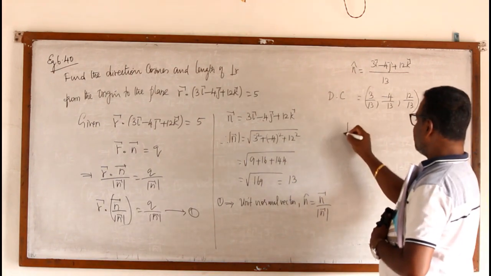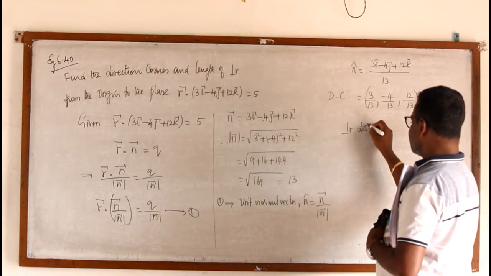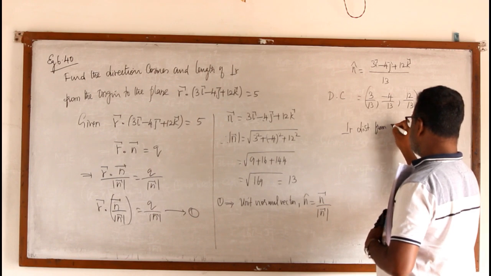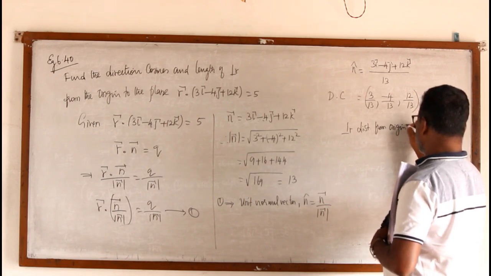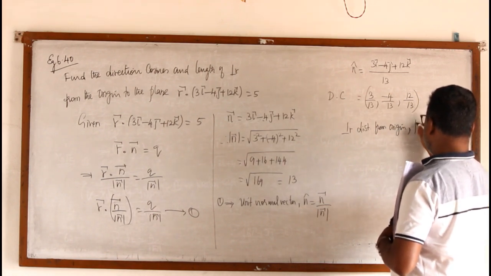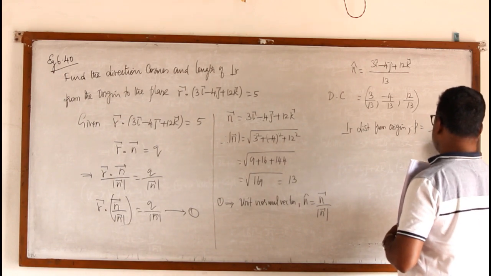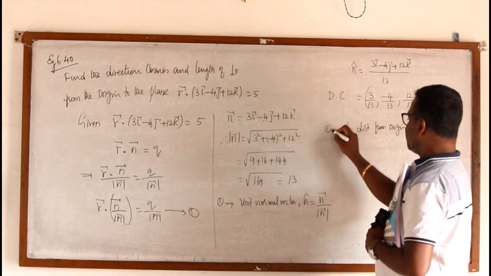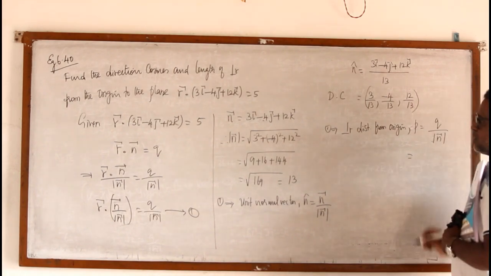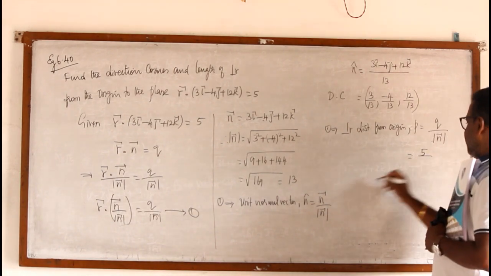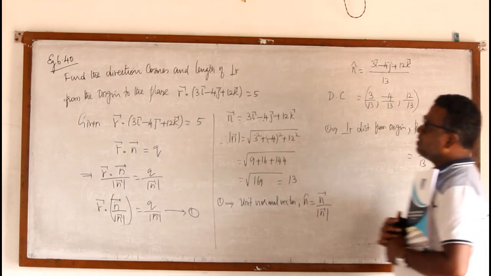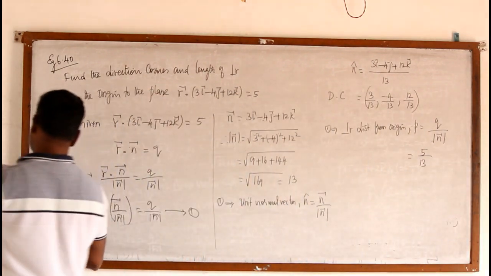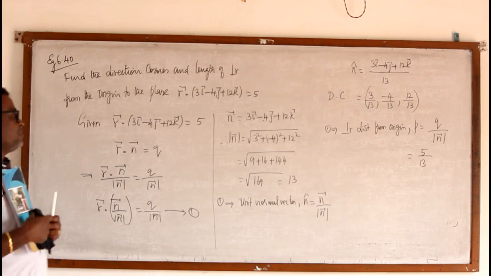And then the perpendicular distance from the origin p is given by q by modulus of n vector from 1. Therefore, q is 5, so 5 by 13. This is our perpendicular distance from the origin. So this is your example 6.40.